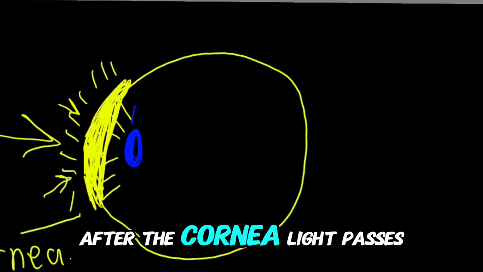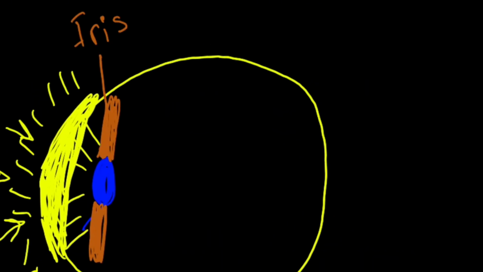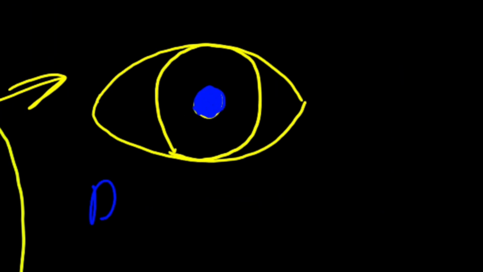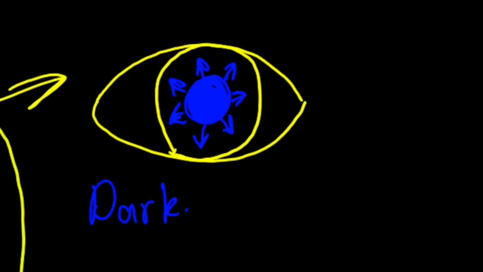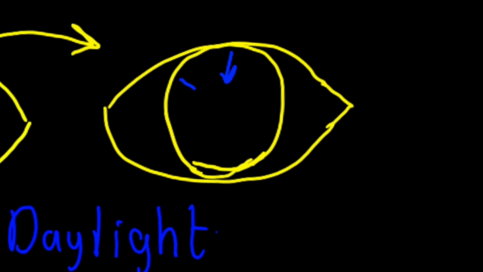After the cornea, light passes through the pupil. This is the black circle in the center of the colored part of the eye called the iris. In dark environments, the pupils enlarge to let more light enter the eye. In bright or daylight environments, the pupils constrict, allowing less light to enter the eye.